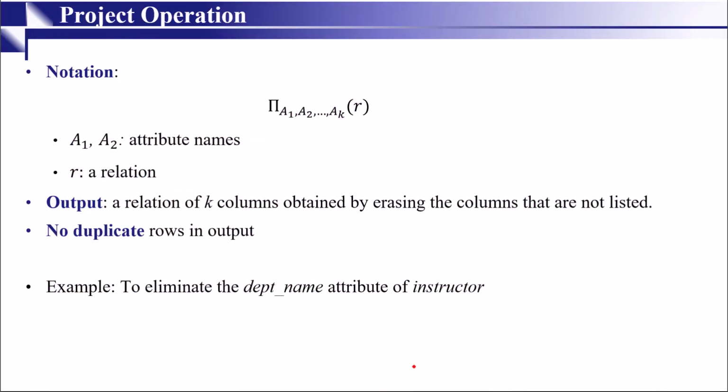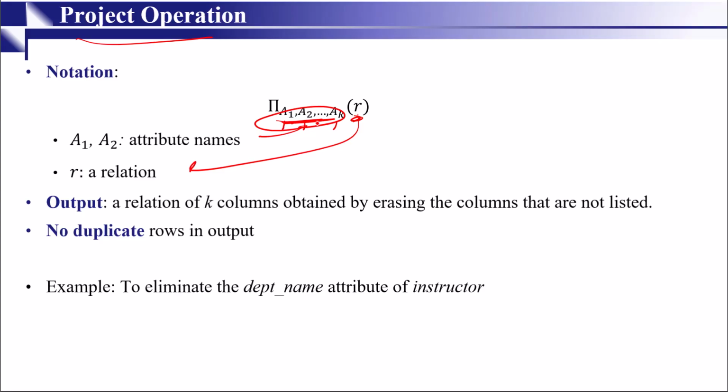Then we have the project operation. Here we can choose some columns or attributes A1, A2 up to AK from the relation R. So these are our attribute names, and this is our table name. The output will be a relation with K columns, the number of attributes that we are interested in.